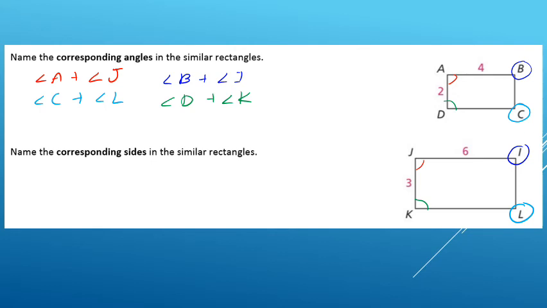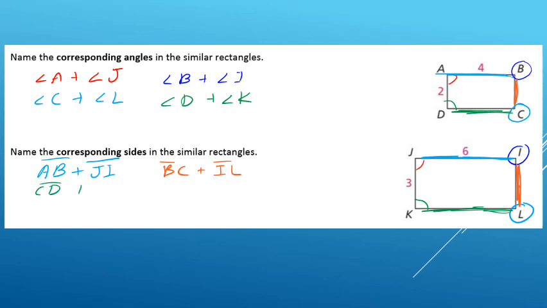Then naming the corresponding sides, you have side AB and side JI, we have side BC and IL, two more left, DC or CD and LK, and lastly, JK and AD.